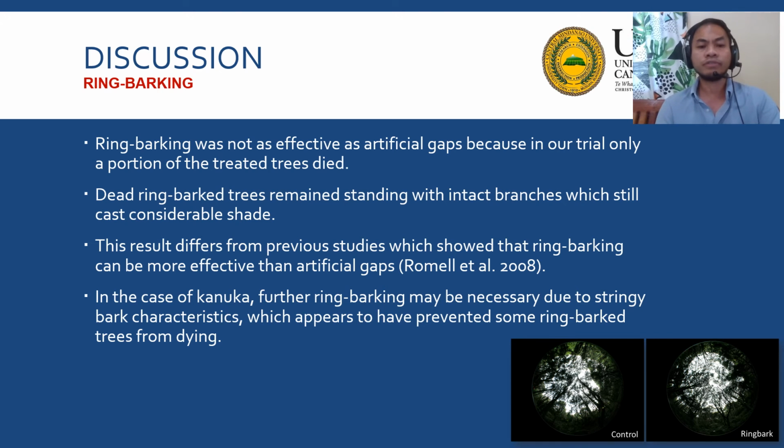This result differs from previous studies, which showed that ring barking can be more effective than artificial gaps. In the study of Rommel et al. 2008, it took only a minimum of 6 months for the ringbarked trees to die, which in some instances created larger gaps and higher light transmissions than gaps created by selective felling.